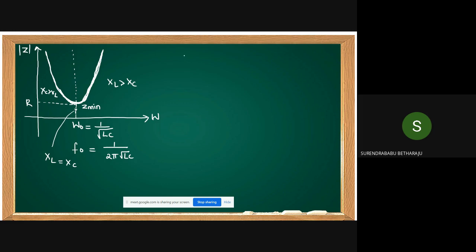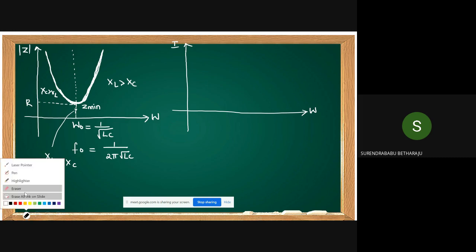Z versus omega curve is done. Now I want to draw the I versus omega curve. This is omega and this is I. Like F versus Z, F versus I is also the same. I already told you, impedance reducing means current is increasing. At low frequencies, current is increasing. At high frequencies, current is reducing.